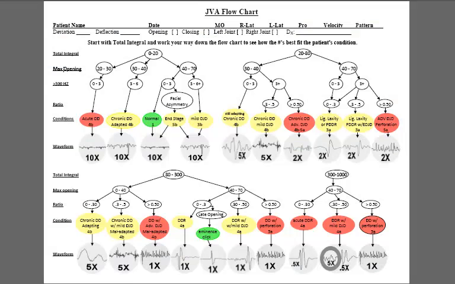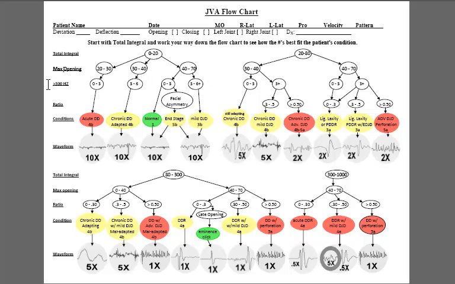If we look at our flow chart, the first question in every one of the root systems is, what is the total integral? In the upper left-hand corner, the range starts with 0 to 20, 20 to 80, 80 to 300, and 300 to 1,000 in the lower right-hand corner. Well, total integrals of 1 and 2 fit between 0 and 20. The next question is, what is the patient's maximum opening? Mine is 55 millimeters. That solidly fits between 40 and 70.